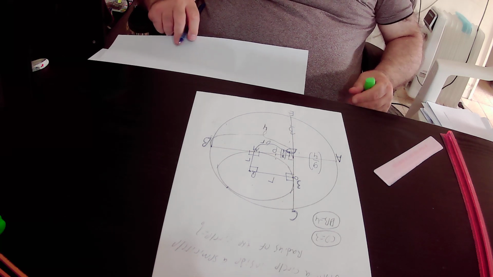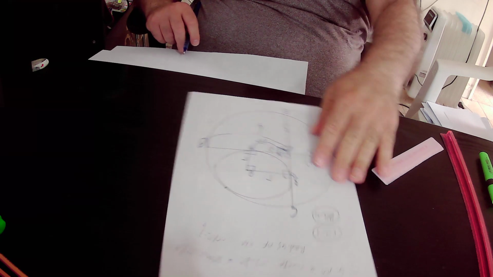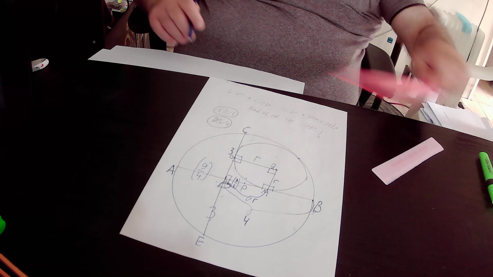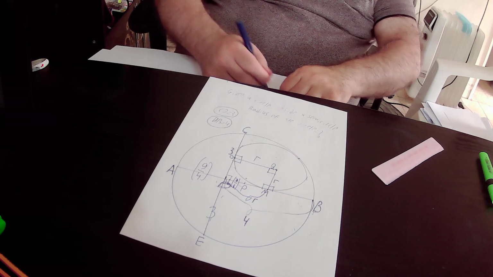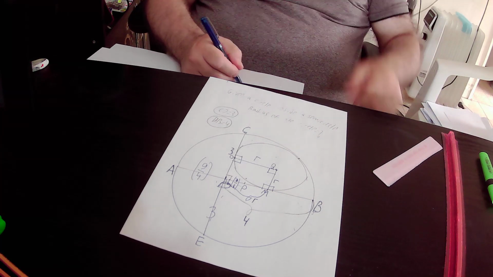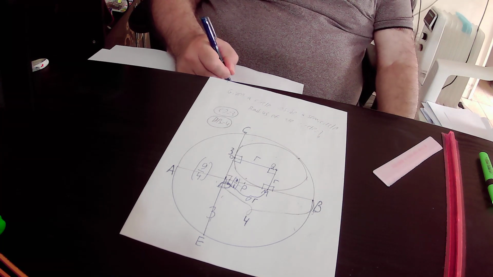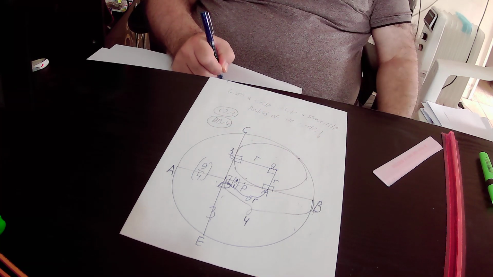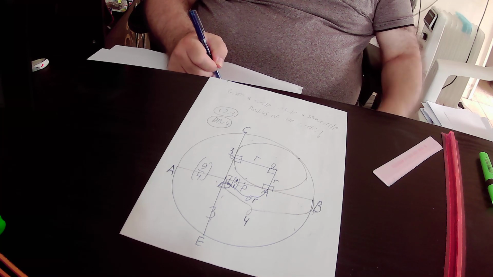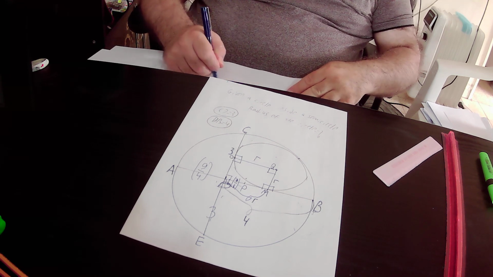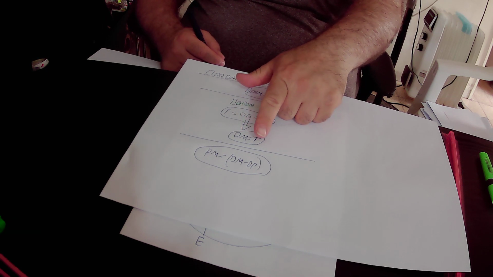What is the length of line segment PM? The length of line segment PM, from the drawing, it is very easy to see that it is equal to DM minus DP. Again, DM minus DP equals PM. Very easy to see from the drawing.